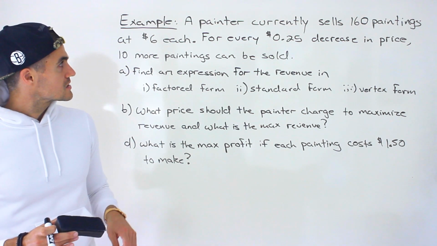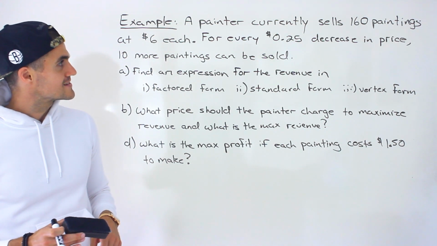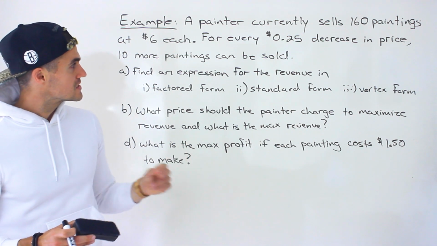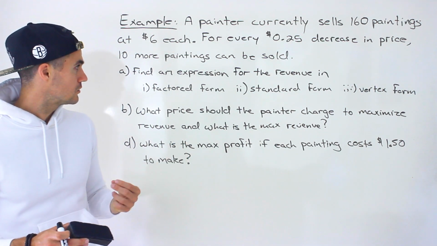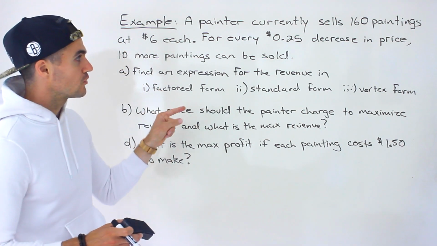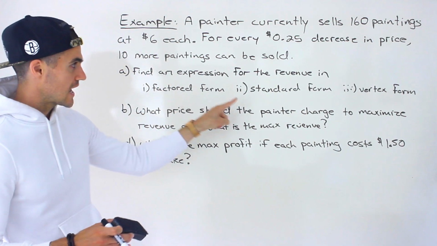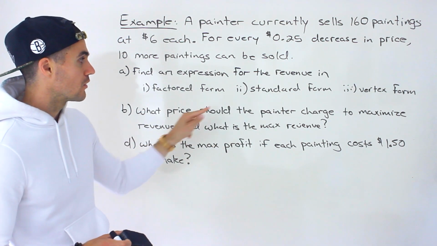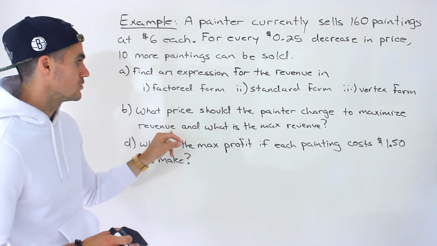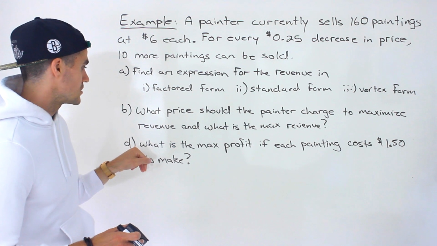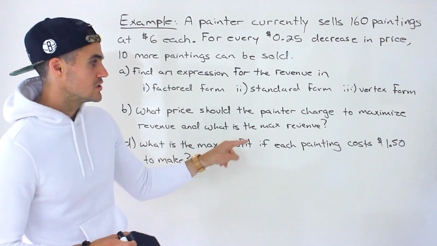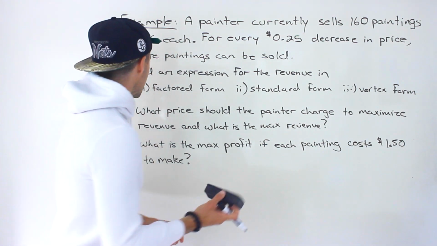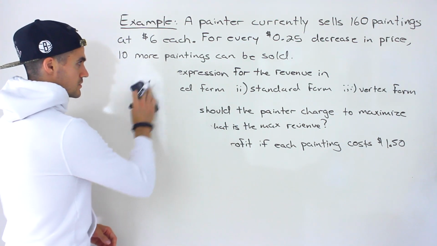In this particular case, we're told a painter currently sells 160 paintings at $6 each, and for every 25-cent decrease in price, 10 more paintings can be sold. In part A, we have to find an expression for the revenue in factored form, standard form, and vertex form. For part B, we have to find what price the painter should charge to maximize revenue, and what is the max revenue. And then part D, what is the max profit if each painting costs $1.50 to make. So let's start off with part A. Let me erase these questions here to give me some room.